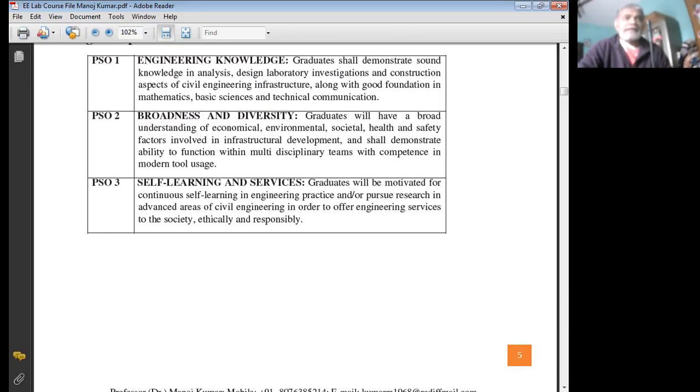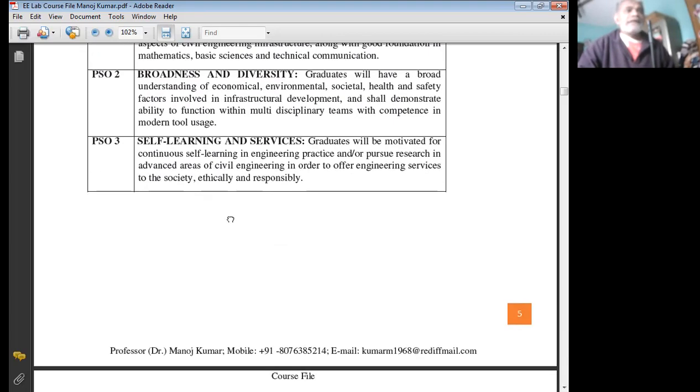Self-learning and services: graduates will be motivated for continuous self-learning in engineering practice and/or pursue research in advanced areas of civil engineering in order to offer engineering services with societal, ethical and responsible conduct.